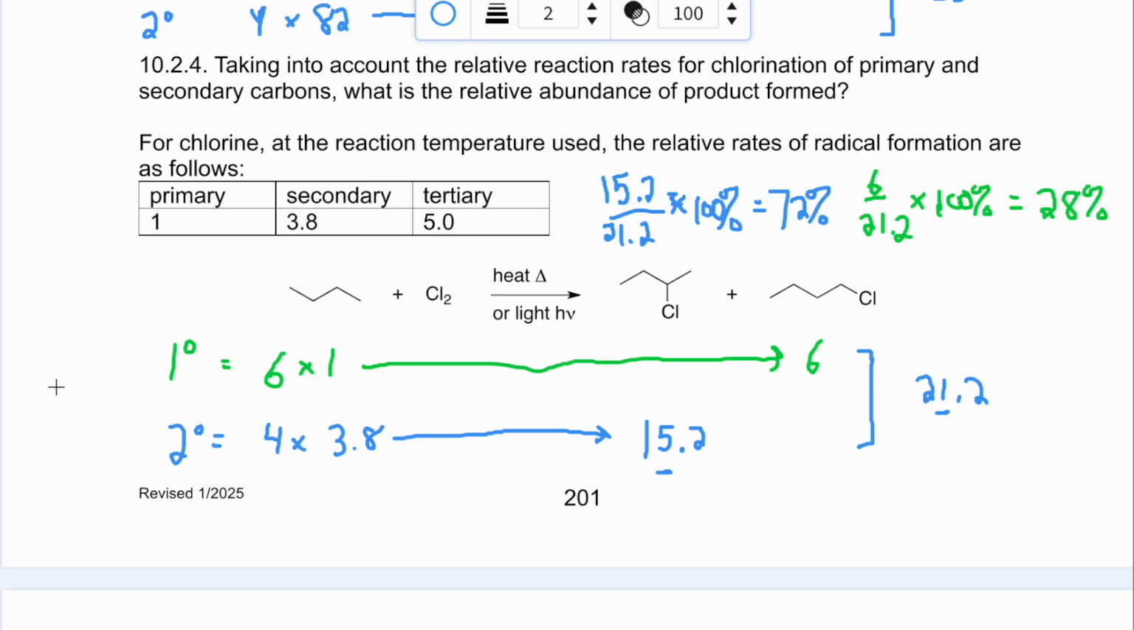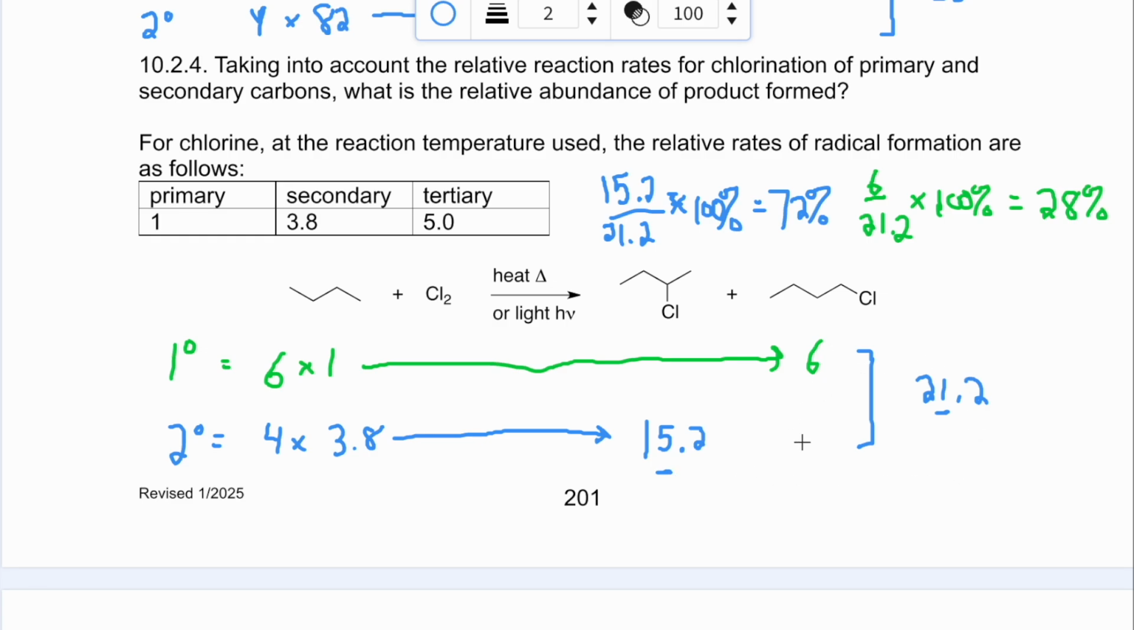So here I've done a similar type of calculation to the example above. The primary, there are 6 hydrogens. The relative reactivity is 1, giving 6 molecules of this. 4 hydrogen possibilities times 3.8 amount of reactivity gives 15.2. There's not enough significant digits in the relative rates to go past the decimal, really. I just kept the 2 for the calculations and underlined the 5 and the 15.